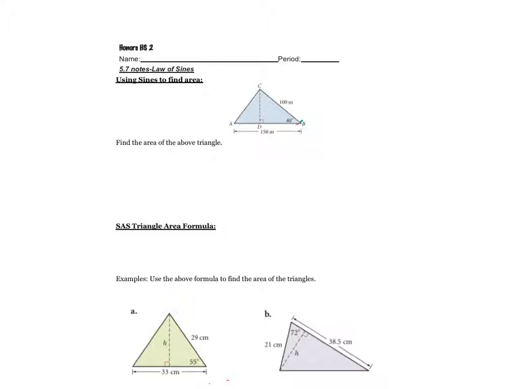Okay, welcome to the video for 5.7 Law of Sines. So we're going to use some trig to help us find some information about non-right triangles. But we're going to see that the reason we can do that is because there's right triangles within those triangles.